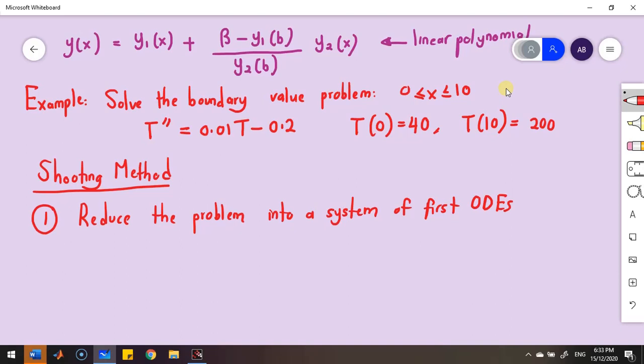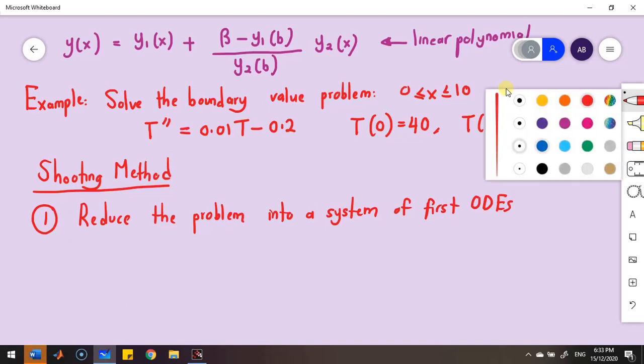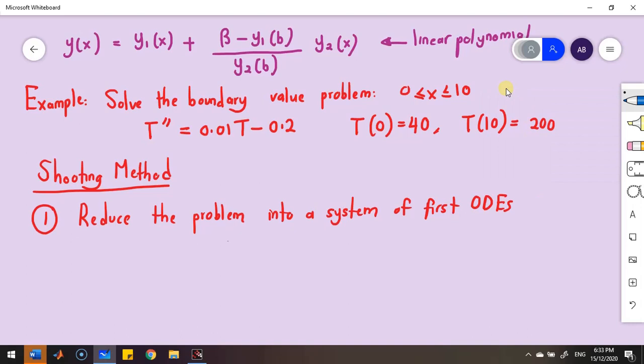Okay, so you have learned in numerical ODE how to reduce a second order equation to a system of first order. So I will let T prime equal Z. Okay, so what is Z prime? Z prime will be T double prime, which is 0.01 T minus 0.2. This is my T double prime.